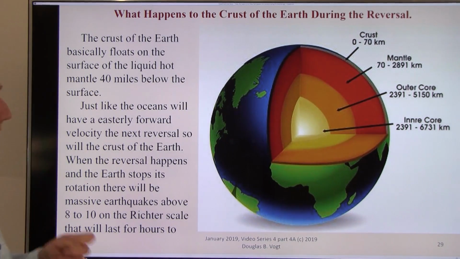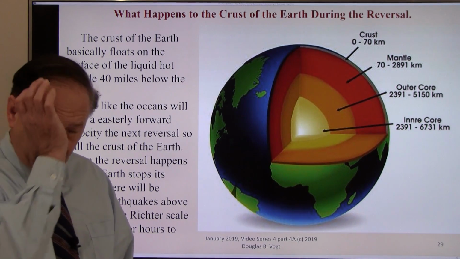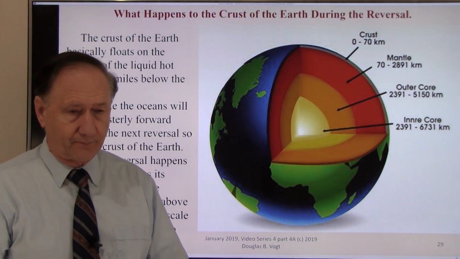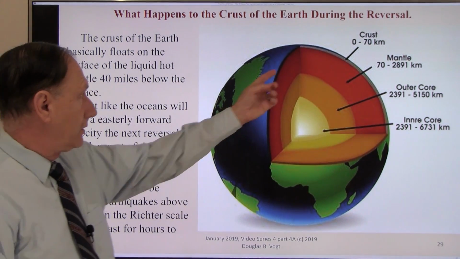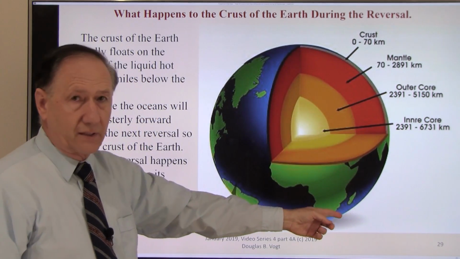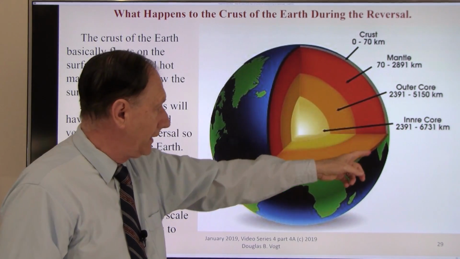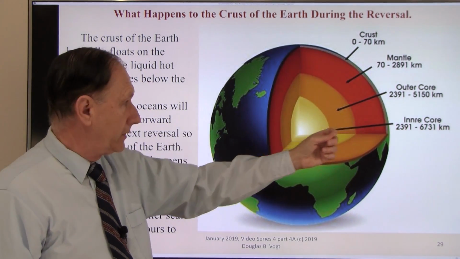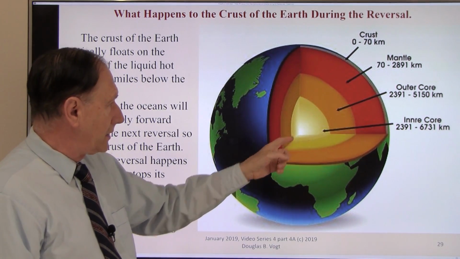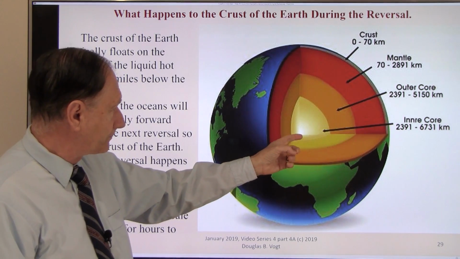Okay, what happens to the crust of the Earth during the reversal? This is where it gets nasty. It's not just the oceans you have to worry about. The crust of the Earth is only about 20 to 40 miles, 50 miles thick. And it swims on the sea of magma in this mantle, which is going to be heated up because as we get closer to the reversal, every time there's a sunspot cycle, there's a spike of energy, like I mentioned earlier in one of the earlier videos.